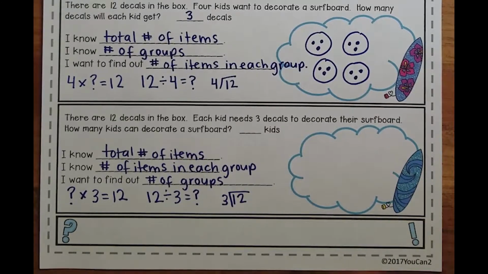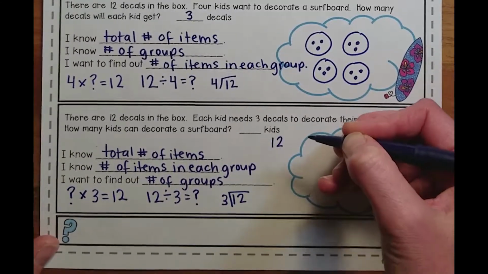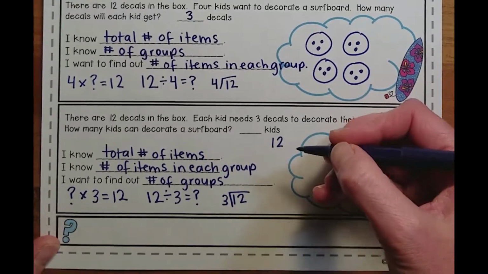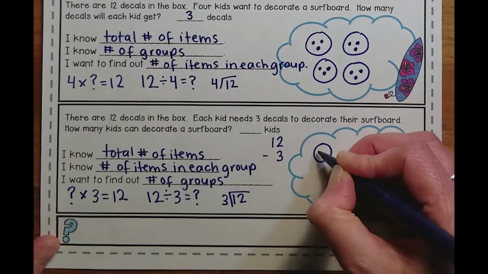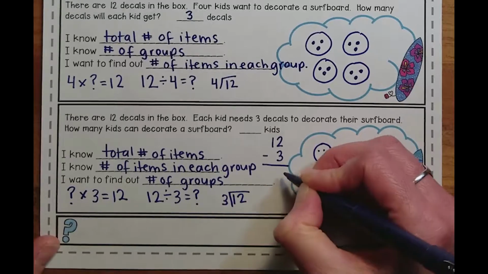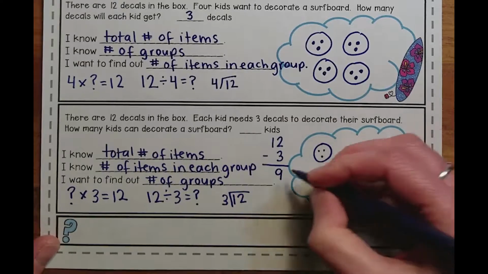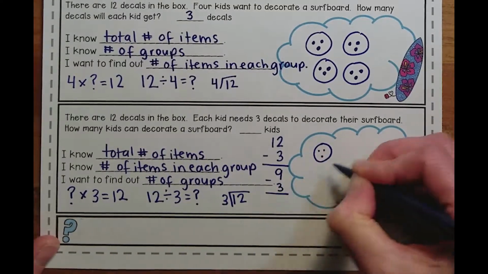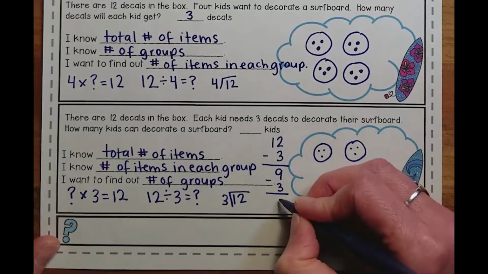Let's go ahead and draw this picture. It's going to look a little bit different. And remember last time I showed you how to do repeated subtraction to help you figure it out? We're going to do the same thing here. So we're going to start with our total number of 12. And I'm just going to take away 3 until I have nothing left. 12 minus 3. Here's that 3 that I took away. Well, 12 minus 3 is going to give me 9. Now I'm going to take away another 3. Here's that 3 I took away. 9 minus 3 is 6.